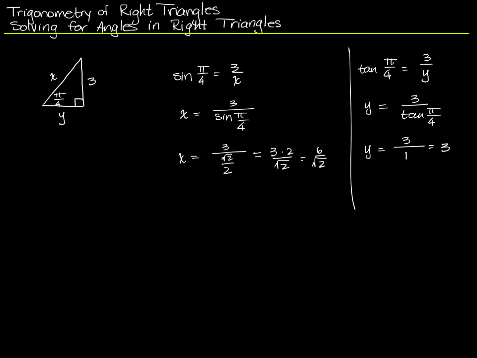So y equals 3. That makes sense, actually, because this is a 45, 45, 90 triangle. These two sides have to be the same length. But the point is, we know how to solve for sides if we know an angle. What we haven't done so far, except for one brief example on the previous video, is how to solve for angles if we know sides.